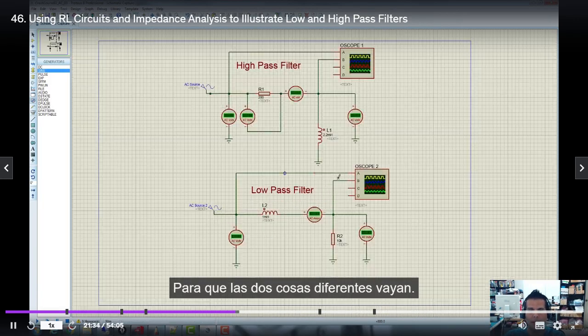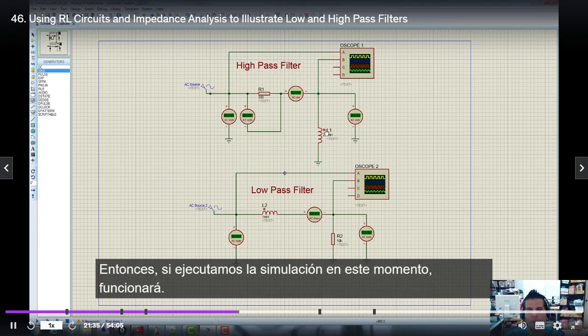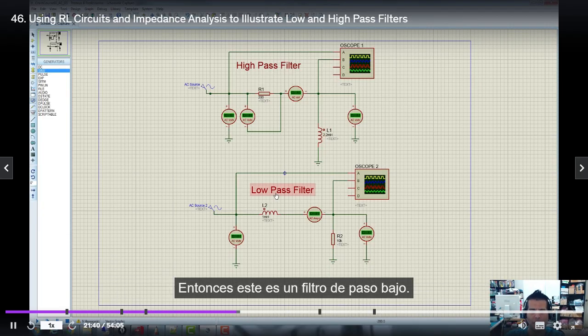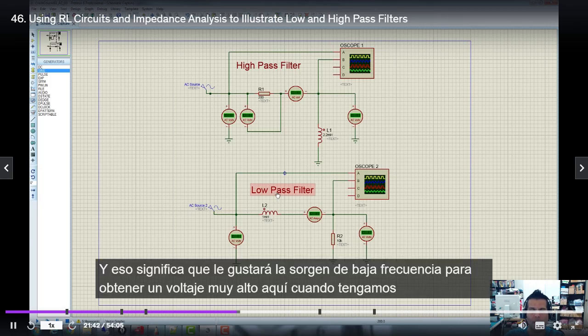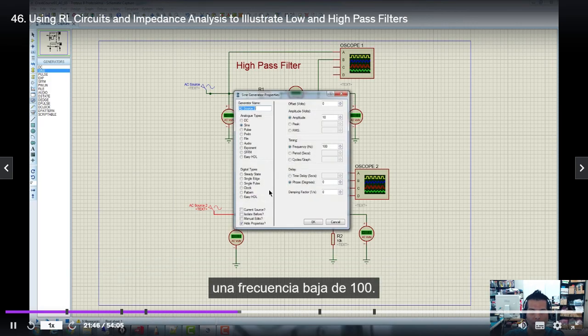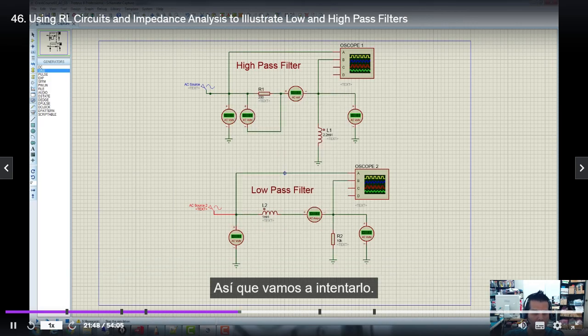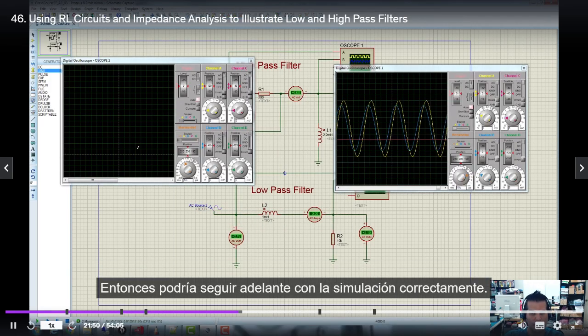All right, so we've got the two different things here going. If we run the simulation right now, it will work. This is a low pass filter, and so it's going to pass low frequency. We're going to get a very high voltage out here when we have a low frequency, 100. So let's give it a try. I'm going to go ahead and run the simulation.